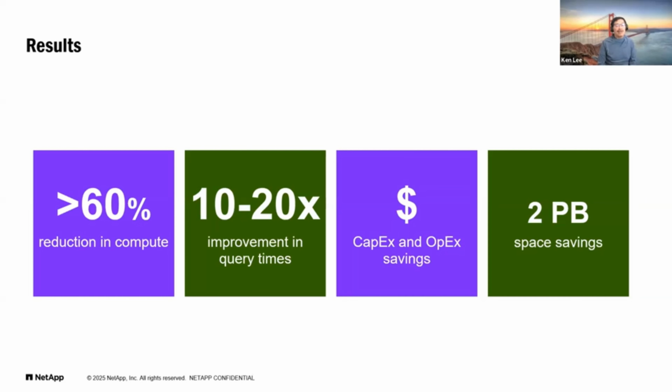For our smaller queries, it takes seconds. So that's really, really big, right? And that's what StorageGRID is providing, is that speed. So we got about 30% total cost saving using less compute, less data center space, and less storage space. We save about 2 petabytes of storage. This was a major change for us at NetApp.